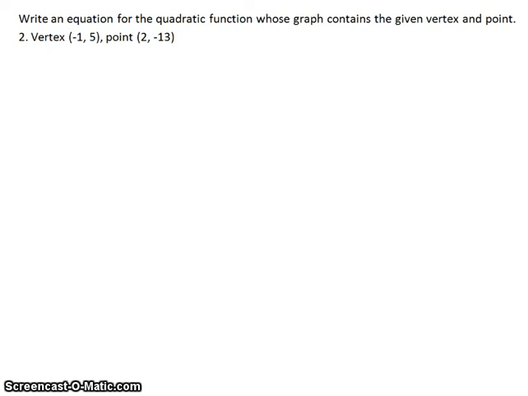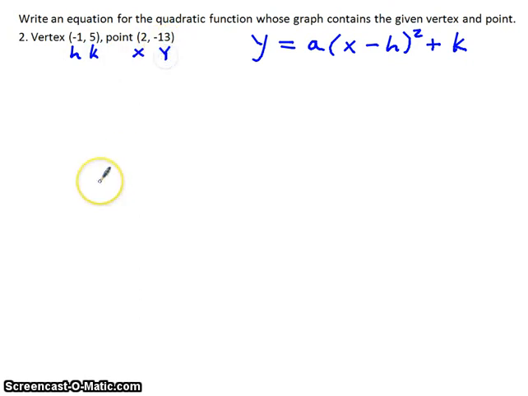So this next one here, I'm on a 15-minute budget, so we've got to hurry up and get through this. We have to write an equation for a quadratic function whose graph contains the vertex and point. So we want to write a function in vertex form, which is a times x minus h squared plus k. Now we have h, k here, and we have a point x, y. The only thing that we don't have for the vertex form of the equation is the a value.